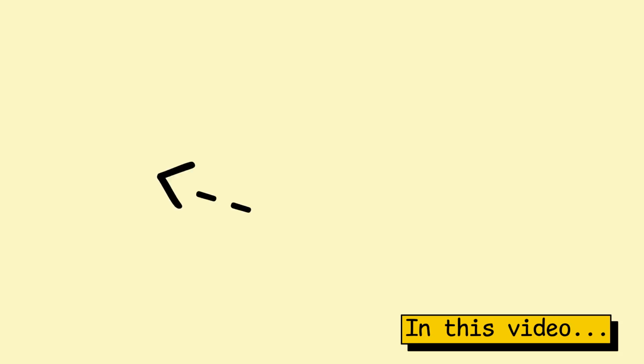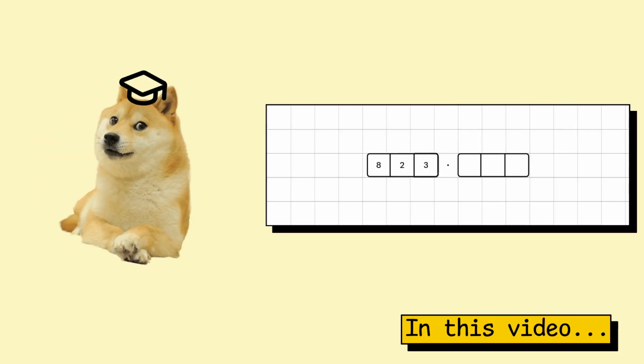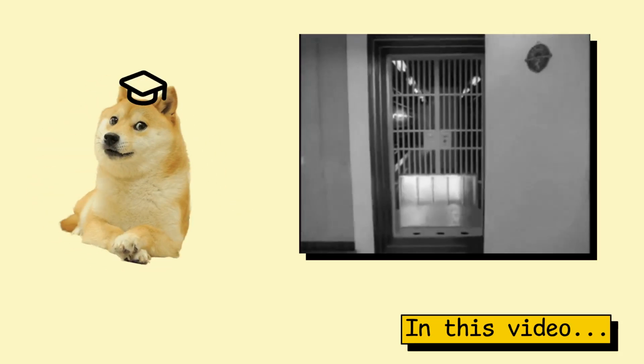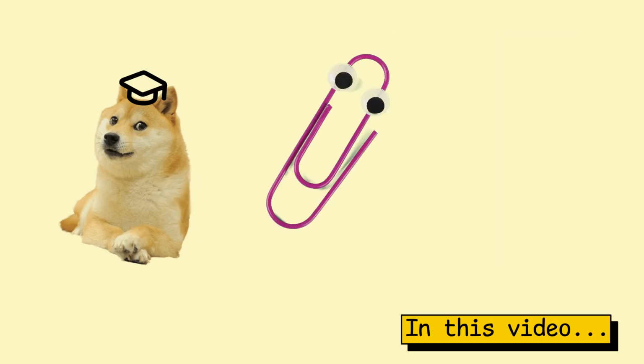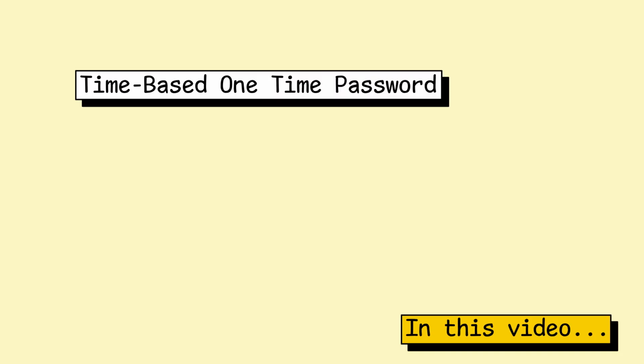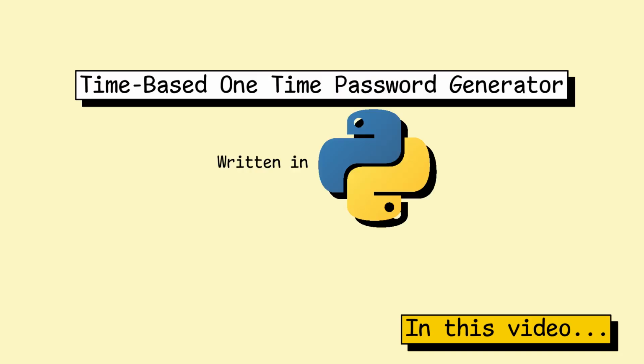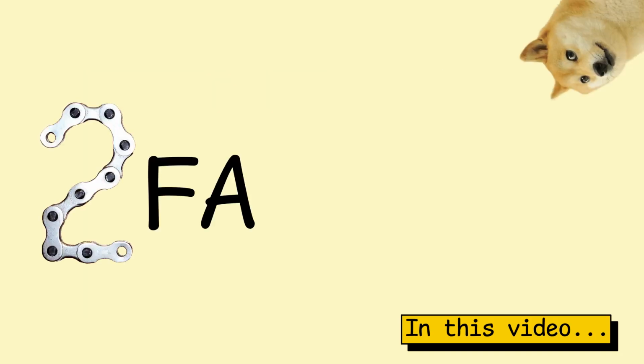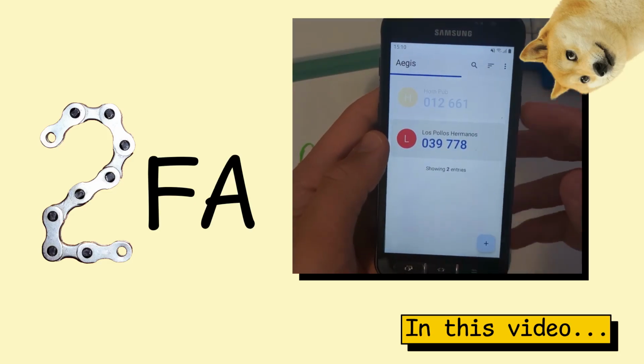In this video, we're going to learn how those rolling 6-digit codes from your bank app actually work. And we're going to take a look at a tiny implementation of a time-based one-time password generator written in Python. If you've ever used 2FA, you've seen those 6-digit numbers in action and you probably used TOTP.